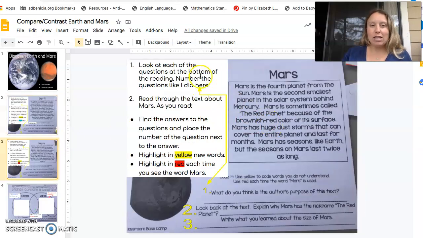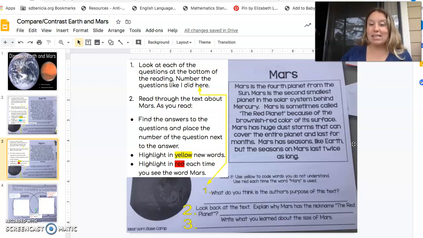Same thing. Look at the numbers of the questions at the bottom, just like I did, and read through the text about Mars. Mark the numbers of the answer while you're reading. And here are the 3 questions. What do you think is the author's purpose of this text? In other words, why did the author write this short paragraph about Mars?